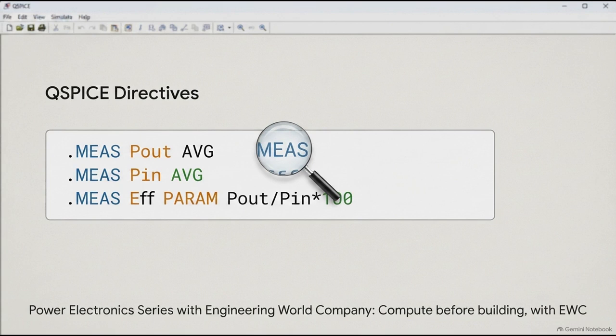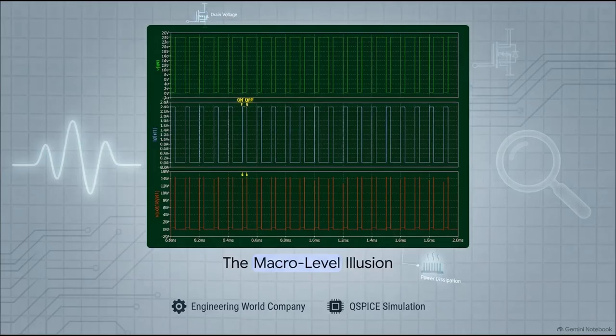Actually executing these commands and parsing the raw output data is absolutely essential for getting an accurate, real-world picture of our system's true performance. Now, what's truly fascinating about this macro-level view is what it's hiding from us. Up top, we have our drain voltage, in the middle is our drain current, and down on the bottom is the instantaneous power dissipated in the MOSFET. If we look at this over a 2 millisecond span, it looks perfectly clean, doesn't it? It's a beautifully stable, steady-state operation. The voltage and current waveforms look like these ideal, vertical rectangular blocks. There are no obvious conduction losses, just a couple of tiny blips on the power graph.